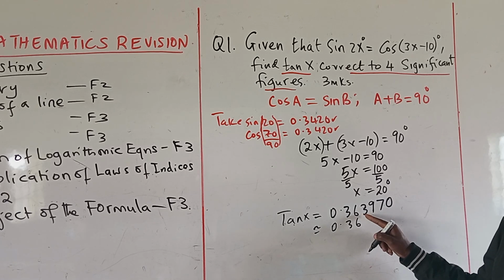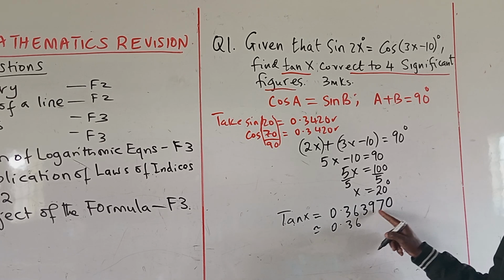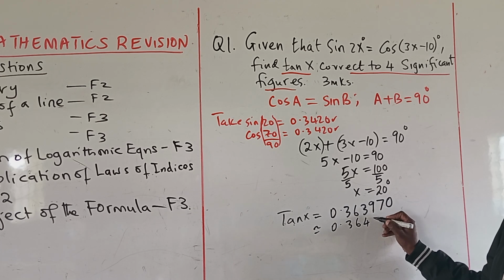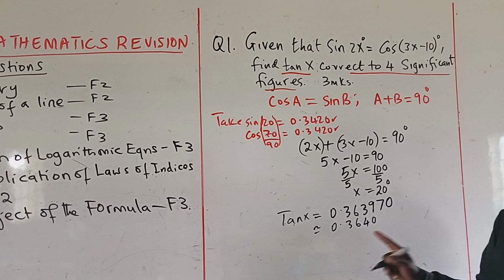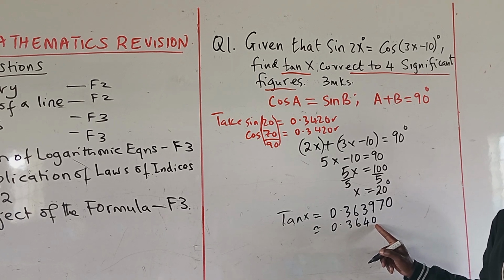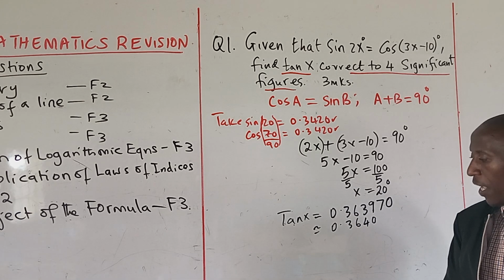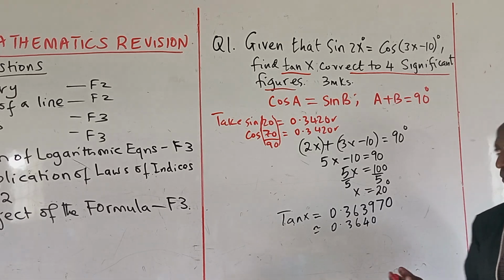We look at this third and fourth figure, and actually the fifth. This will give us 4 significant figures: 1, 2, 3, 4. Now, straight away, let's look at the marking.